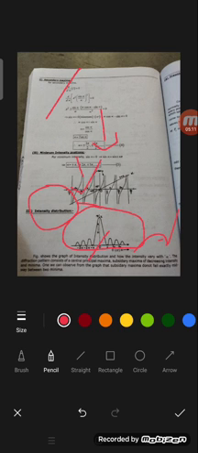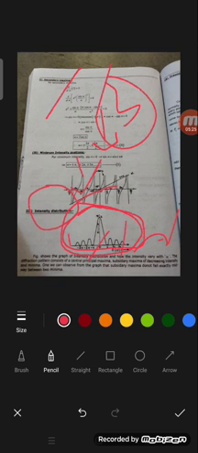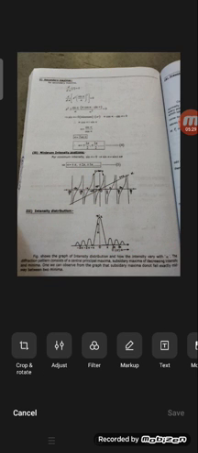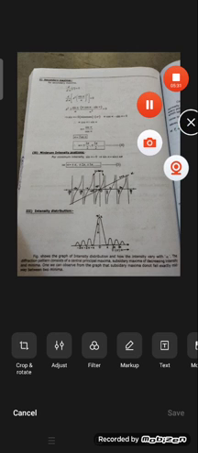All these three conditions can be represented using this graph. One can observe from the graph that the subsidiary maxima do not fall exactly midway between two minima. So this is the Fraunhofer diffraction due to a single slit.